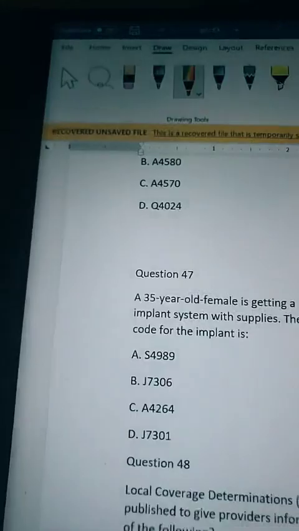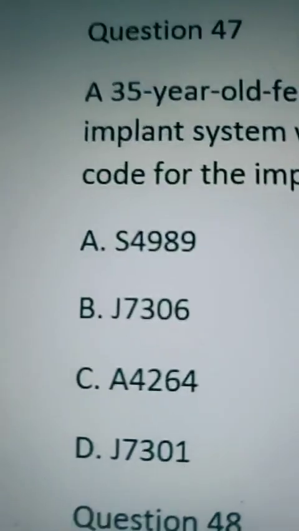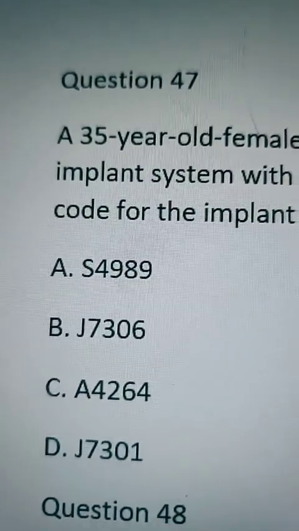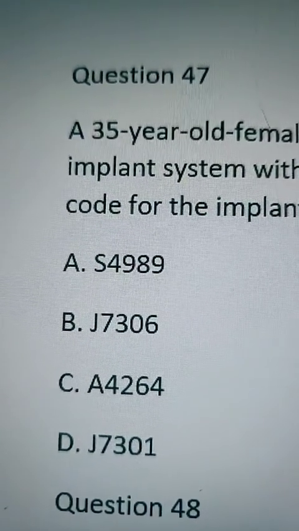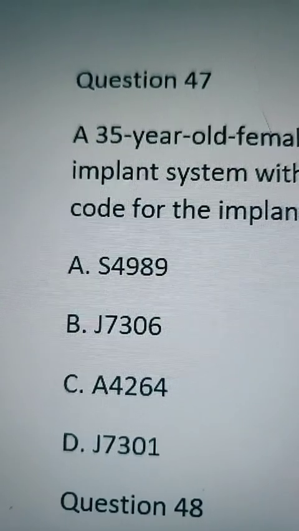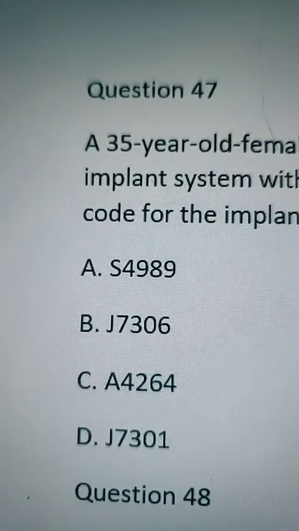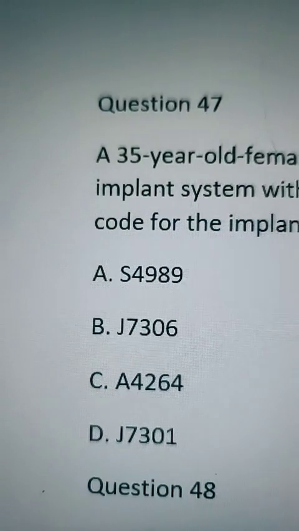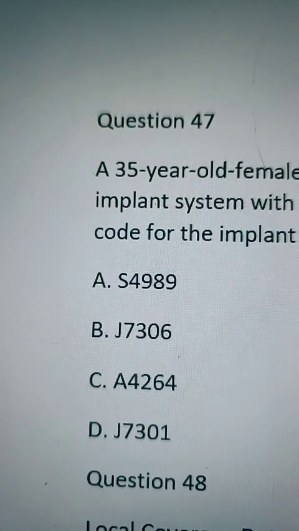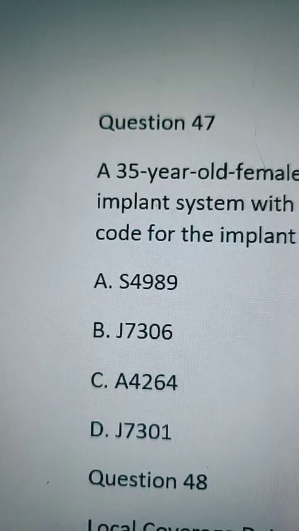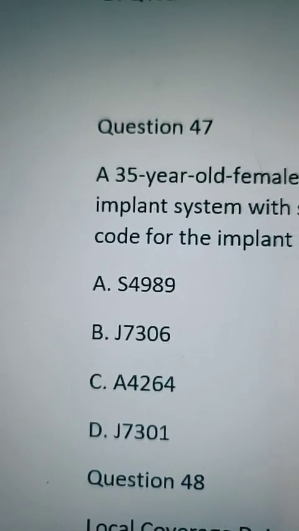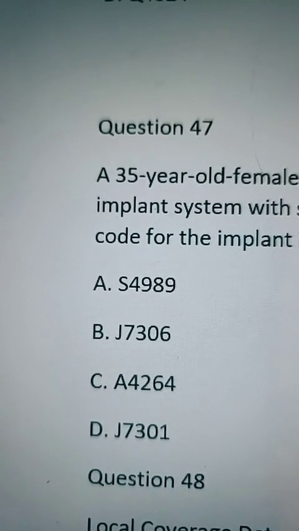Hip picks. Out of these, what I would pick is B and D, since they're both in the J sections, right? So we have two J's. First one is J7301.